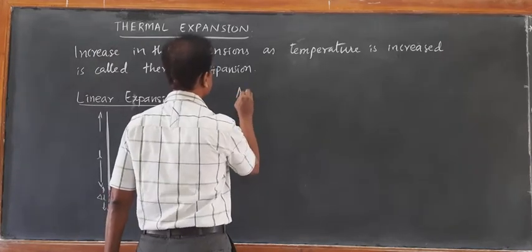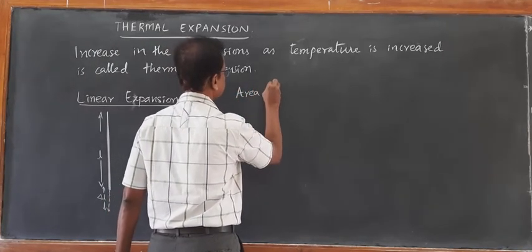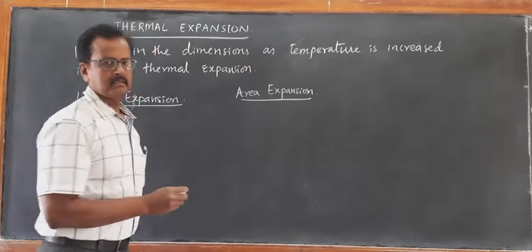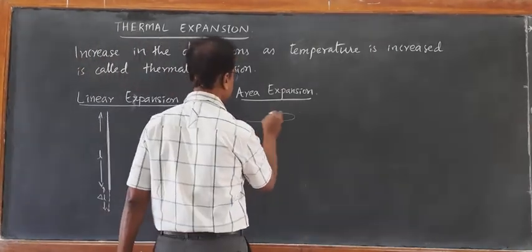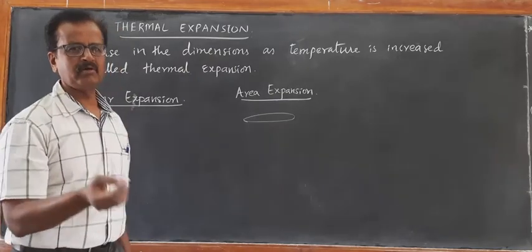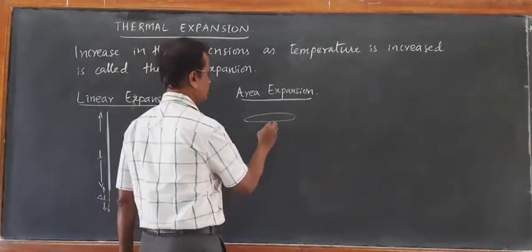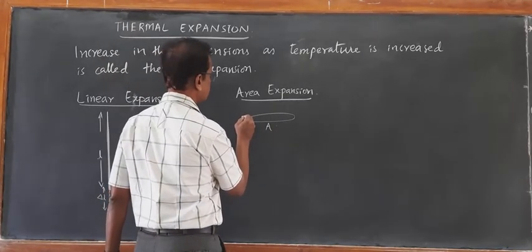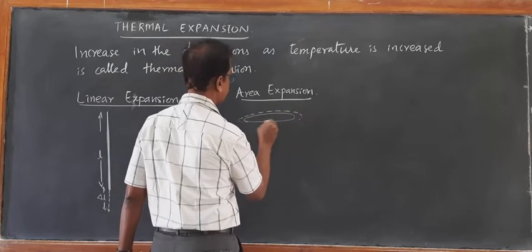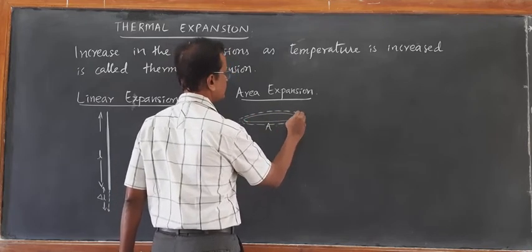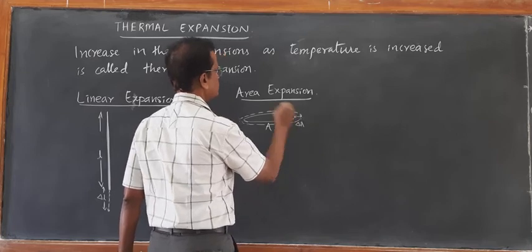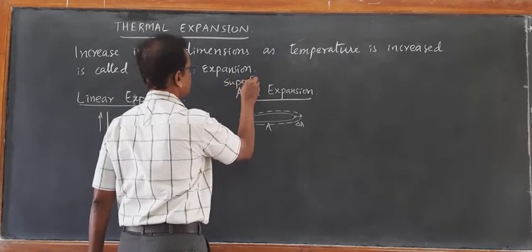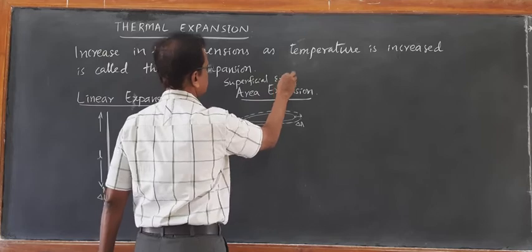Then another expansion is area expansion. Suppose we take a plate, a circular plate or rectangular plate. Initially it has area A. Due to heat, suppose the area is increased to A plus delta A. Then it is called superficial expansion or area expansion.